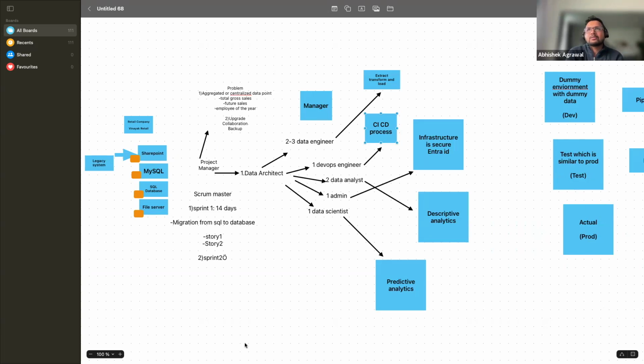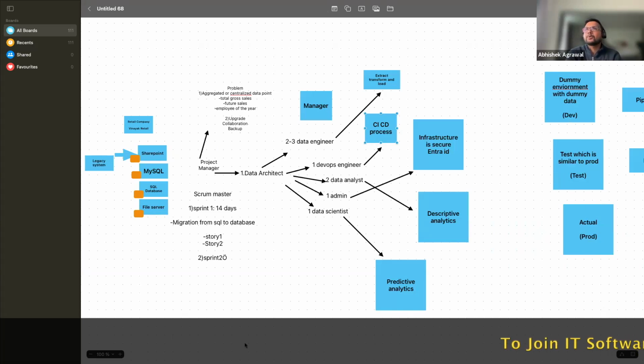Anybody has any question? One last question. As a data engineer, are we going to work in any specified environment, like dev, QA, prod, or any? Yes, you will work as a data engineer in all the environments, in dev as well, in test as well, and a few people in prod as well. You'll work in all the environments.